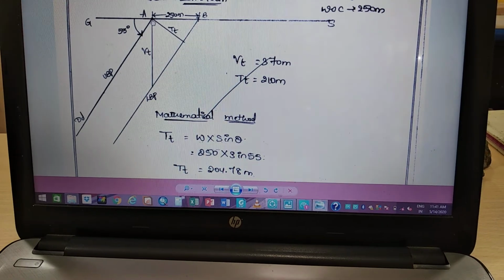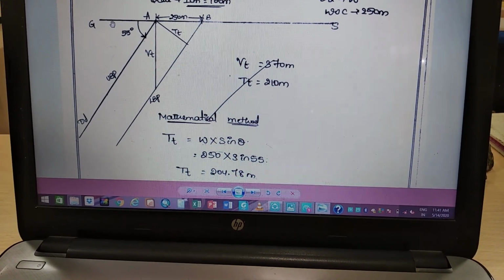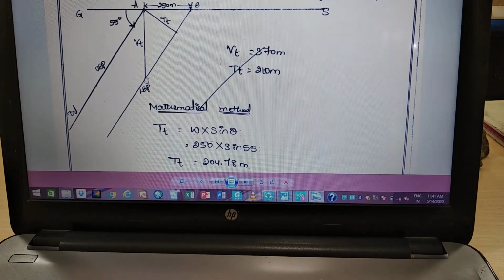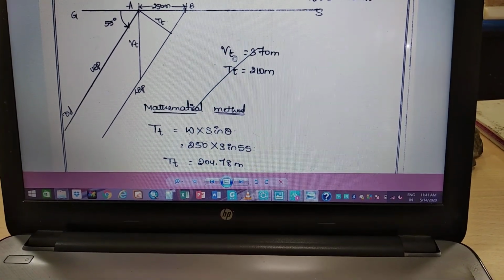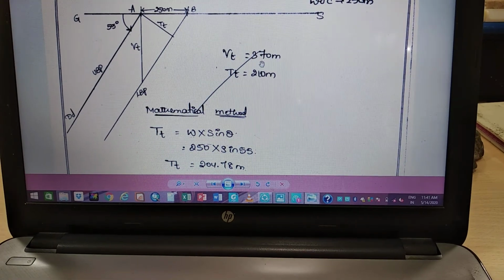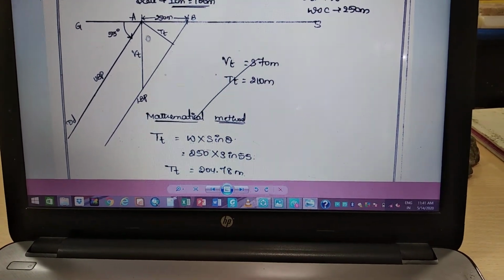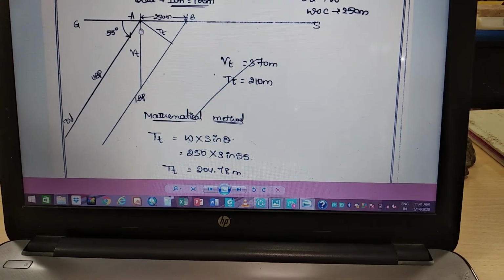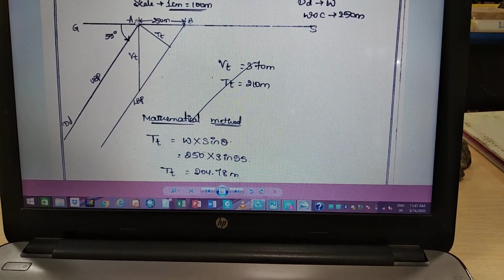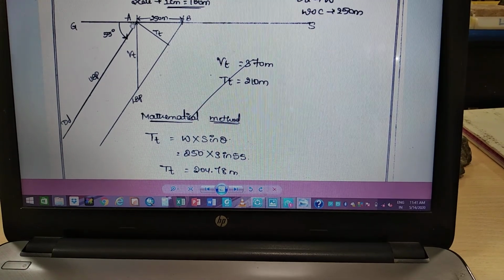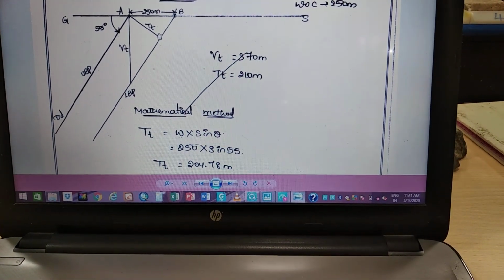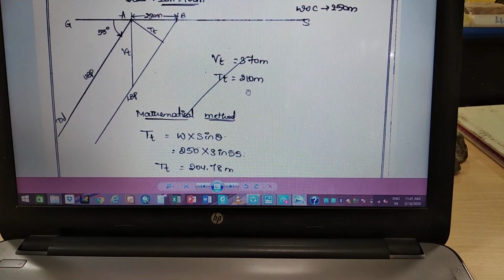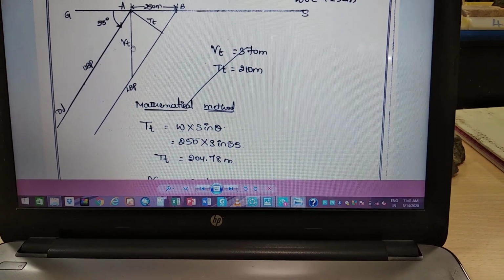Vertical thickness: you need to draw the line perpendicular to the ground surface and measure it with the scale. You will get the vertical thickness, 370 meters. It's nothing but 3.7 centimeters here. True thickness is perpendicular to this; you need to draw it perpendicular to the upper bedding plane. You need to draw the true thickness line and measure with the scale. You will get 210 meters. That's called 2.1 centimeters. This is the graphical method.